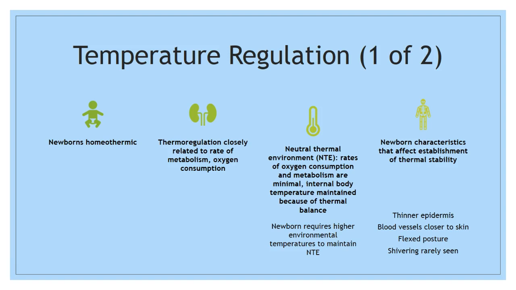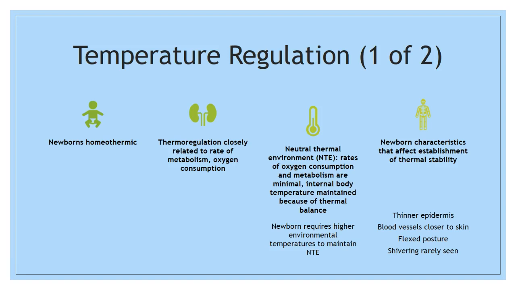Thermoregulation is really closely related to the rate of metabolism and oxygen consumption. So newborns experience this type of triad of things that happen in relationship to temperature. They can experience hypothermia, they can experience hypoxia, and hypoglycemia. And those 3 things are so closely related in the newborn that a mess up with one of those can cause a problem in the other 2 areas if it's not caught quickly and fixed.